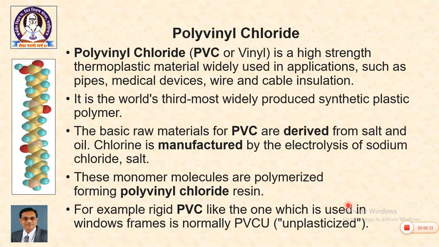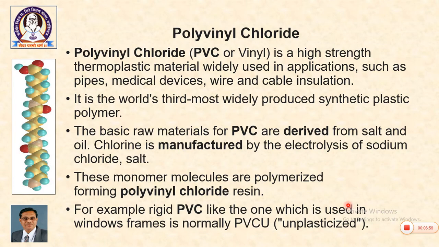We say PVC, polyvinyl chloride. So, polyvinyl chloride is a high strength thermoplastic material used in various applications such as pipes, medical devices, wires and cable insulations. It is the world's third most widely produced synthetic plastic polymer. The basic raw materials for PVC are derived from salt and oil.